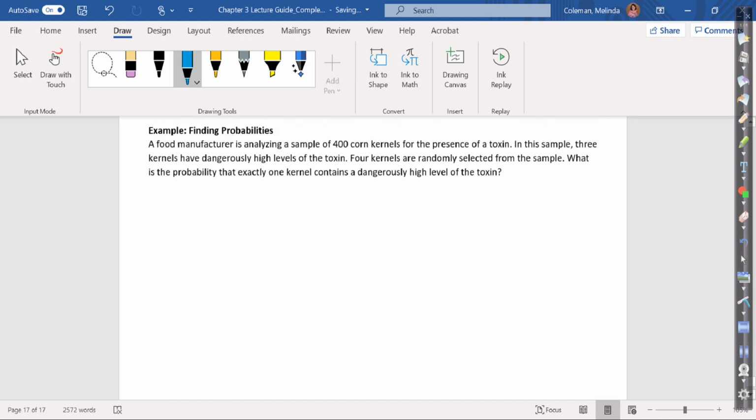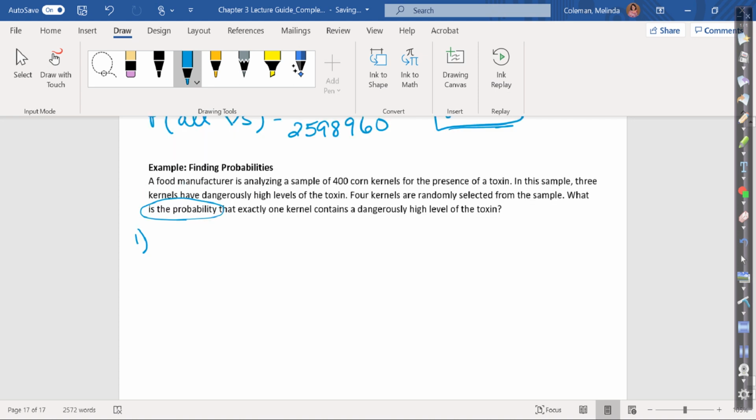So this is a much harder problem, so we have to be very careful and map this out. We are looking for the probability. Since we're looking for the probability, we have to say how many ways we are going to find each piece. So part 1, first we need to decide, does order matter or not? In this case, order does not matter. So this one is a combination.